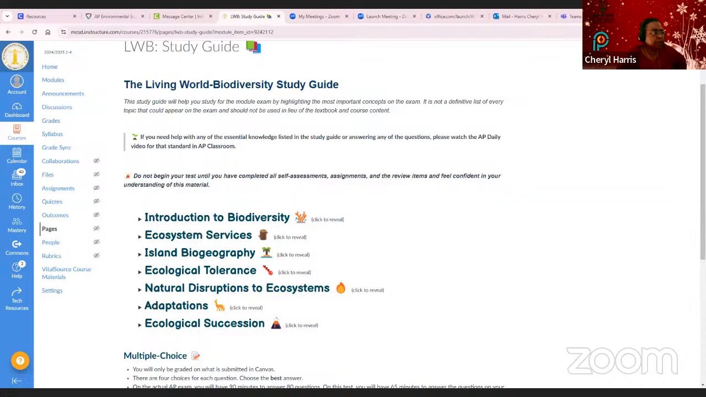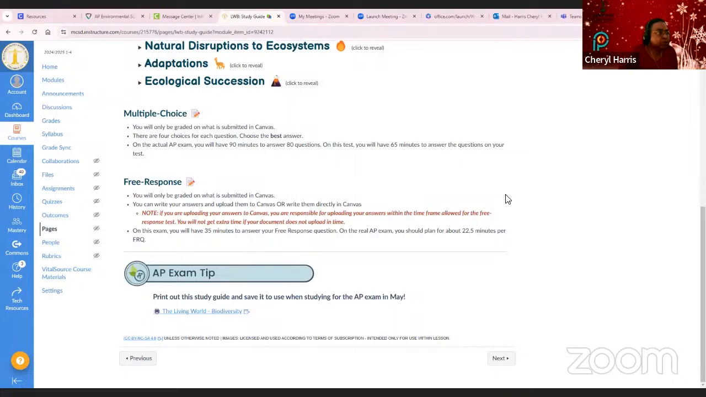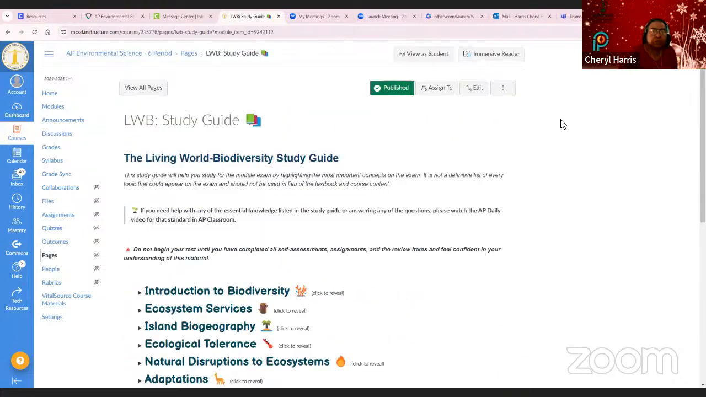There is a study guide in Canvas, and it is very long. So I want to see if you all can download it. If you cannot download it, then I will submit it as an assignment folder, but let me know if you can open it and download it on your own without me doing. So what you want to do is go to the unit on living world and biodiversity. The last module in that unit is a study guide.